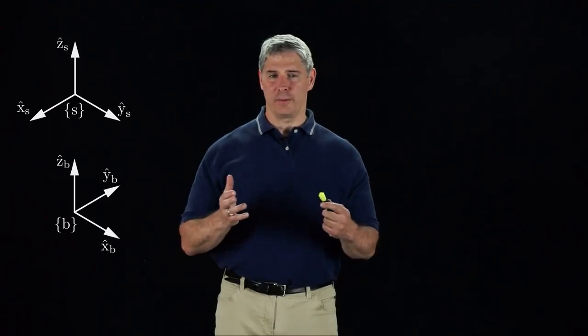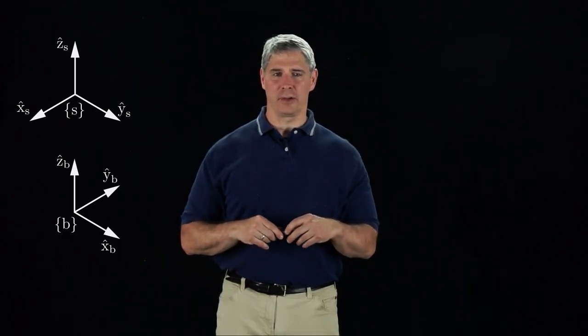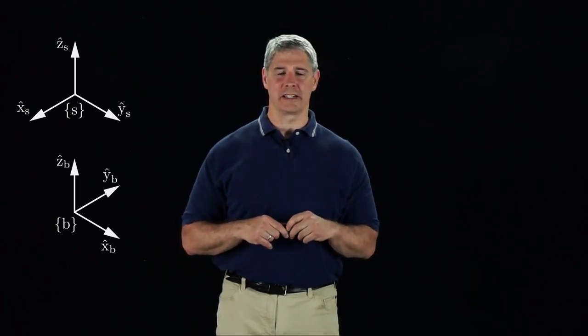We begin our study of the representation of the configuration of a rigid body by focusing on orientation only. The approach to representing the full configuration of a rigid body is analogous. Consider two frames, a space frame S and a body frame B. They're shown at different locations, but we're focusing on their orientations.